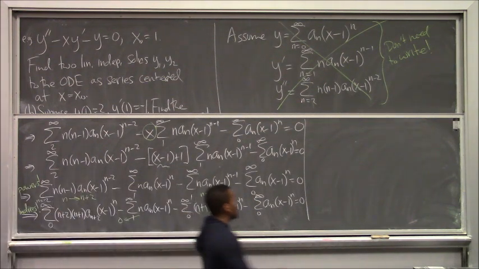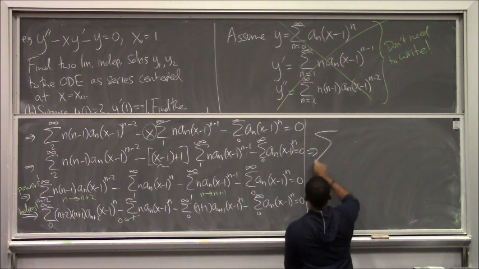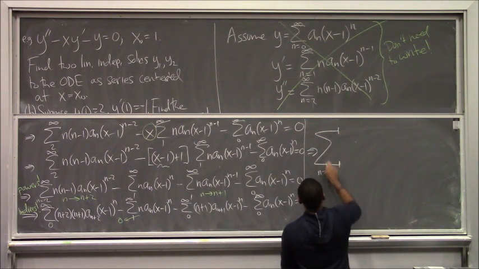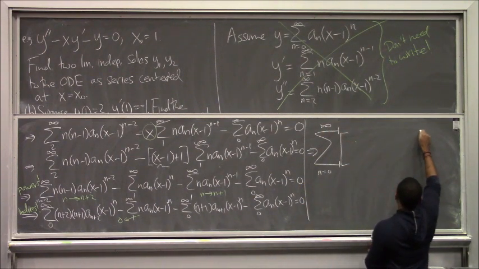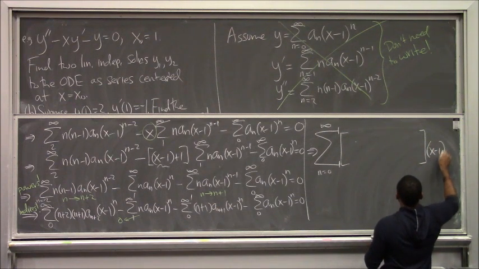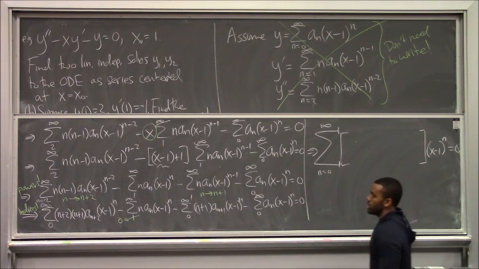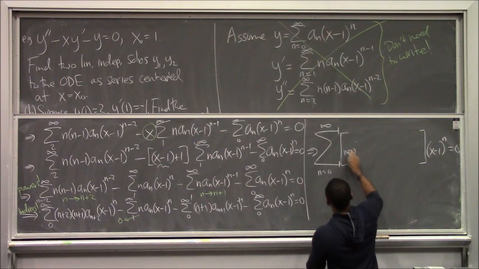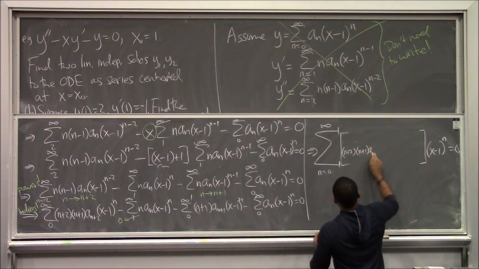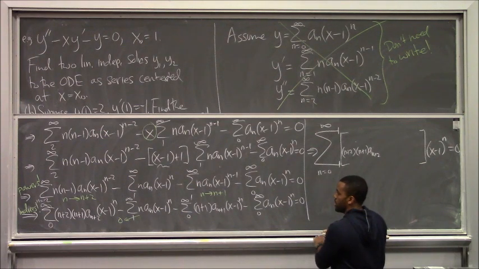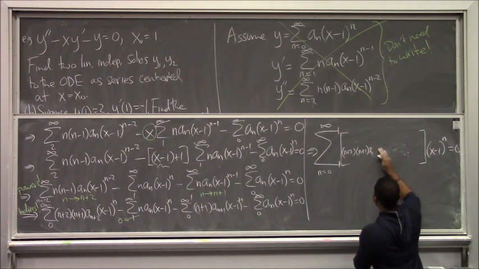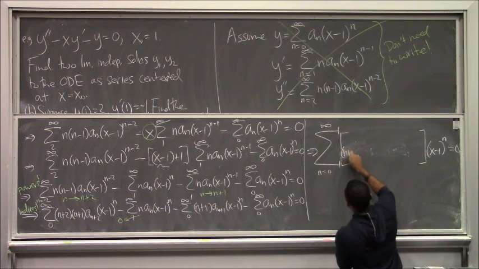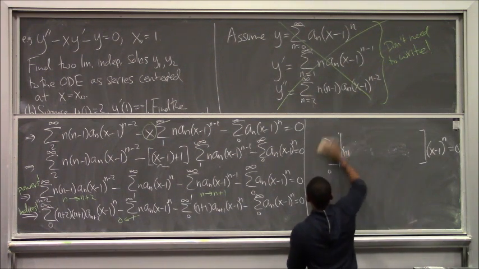So then that means I can combine everyone into one big series starting at 0. And this will look like a bunch of stuff times the (x minus 1) to the n equals 0. What is that bunch of stuff? Well, I would have the n plus 2, n plus 1, a_(n plus 2). I would have the minus n plus 1, a_(n plus 1). No, it's minus these n. I think I want more space. Right, so we'll do.